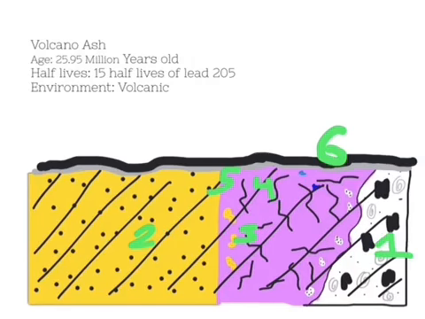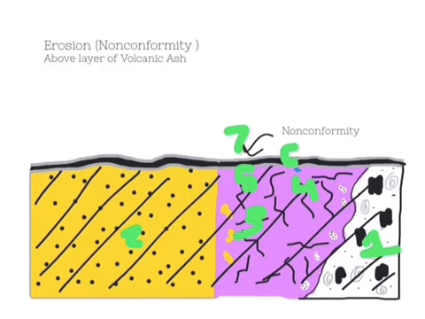What happened sixth was on top of the eroded layer, a volcanic eruption caused a layer of volcanic ash to be deposited. Lead-205 was used to date this rock. It had gone through 15 half-lives, which led us to believe it was 25.95 million years old. Below, this is a nonconformity because there aren't symmetry rocks on top of each other. This was formed in a volcanic environment because volcanic ash is formed by volcanoes.